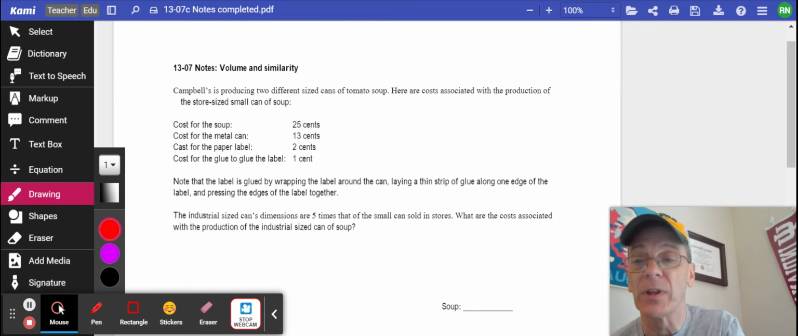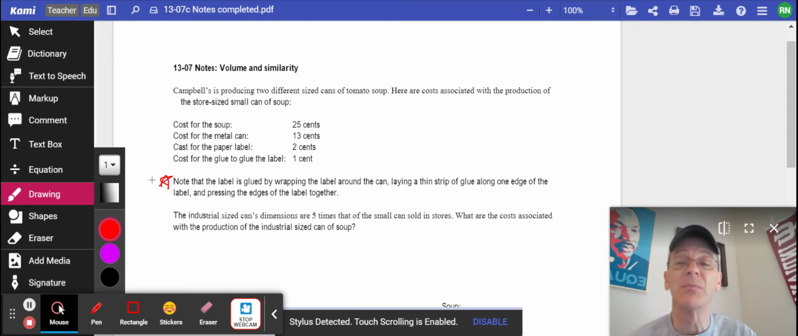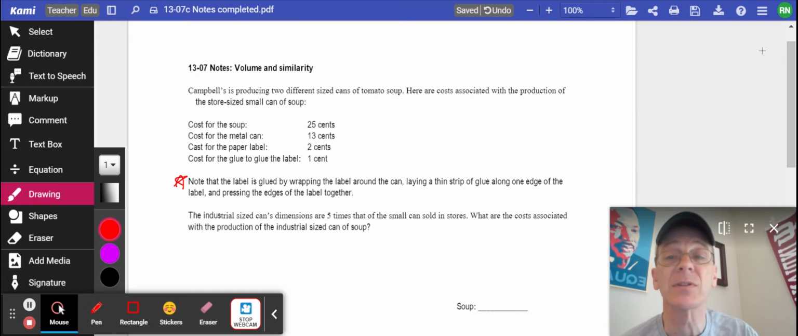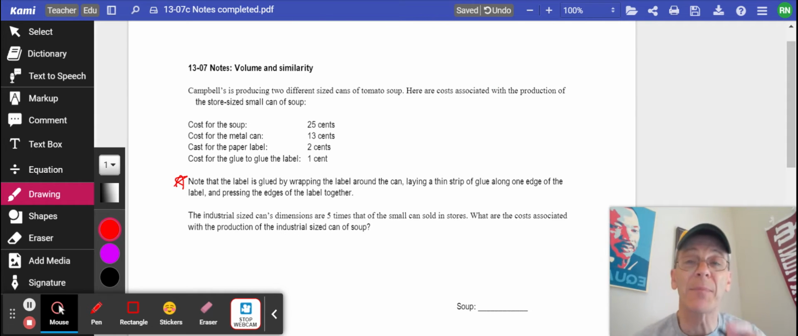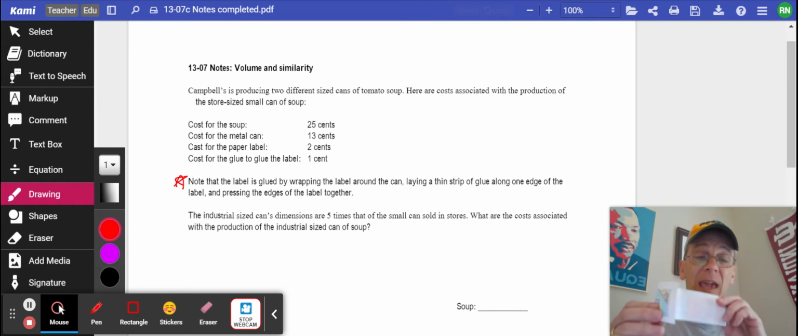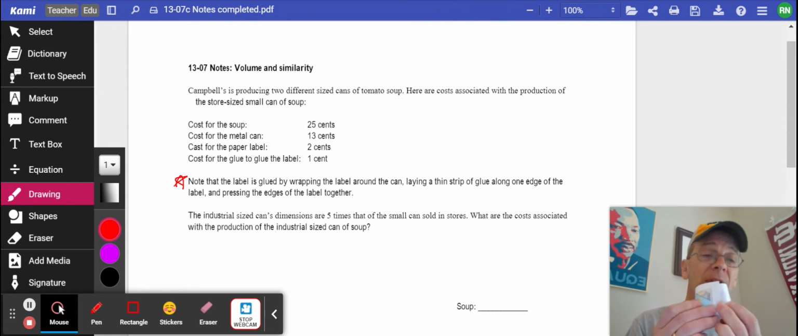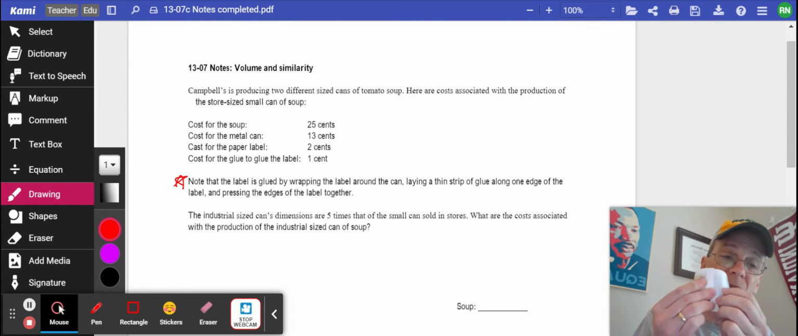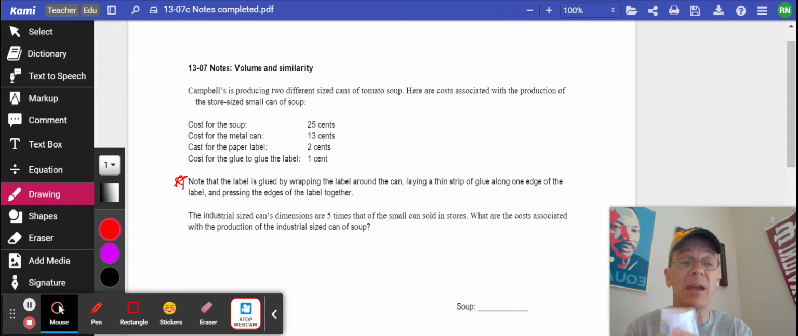Now, let's take a careful look at this note here. It says, note that the label is glued. The label is glued by wrapping the label around the can and then laying a thin strip of glue along one edge of the label and then pressing the edges of that label together. So if this were the label that was going to be glued around a can, we're going to wrap that around the can and then just a thin strip of glue along the edge here to glue those 2 edges together around the can. Okay, it's important to understand how the glue is being used there.